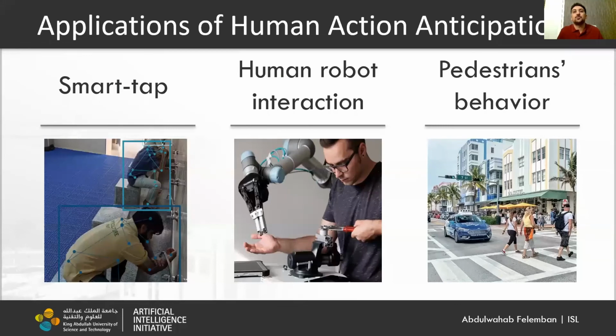Smart Tap is one solution based on human action anticipation, but there are many other applications, like human-robot interaction. It is very important to recognize human action in real time to automate a decision based on that, or in predicting pedestrians' behavior in self-driving cars to understand their intentions before they cross the road.